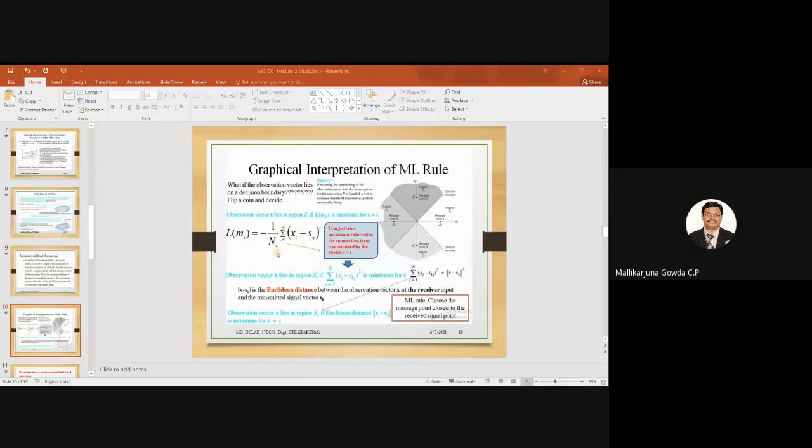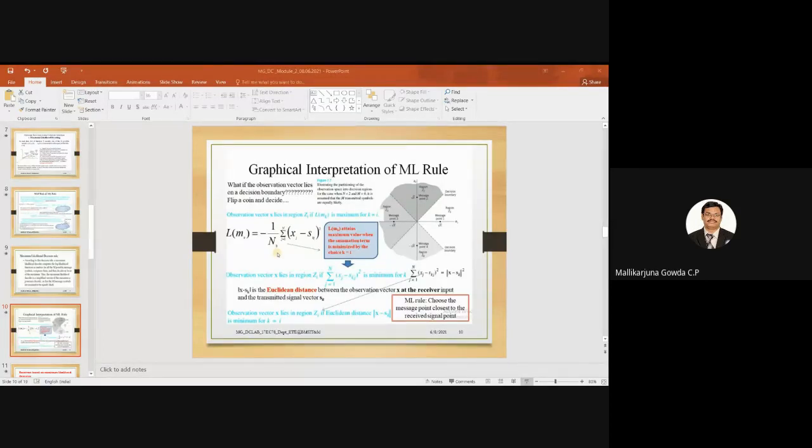The observation vector x lies in the region Zi if the log likelihood function is maximum for k equal to i. So I said the log likelihood function can be maximum when this summation term is minimized for the value of k equal to i. Fine. So the observation vector x lies in the region Zi if this summation term is minimum.